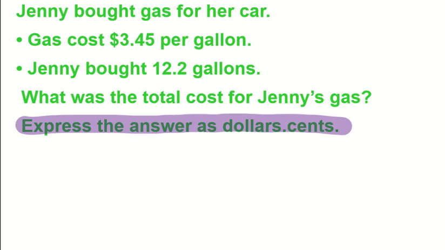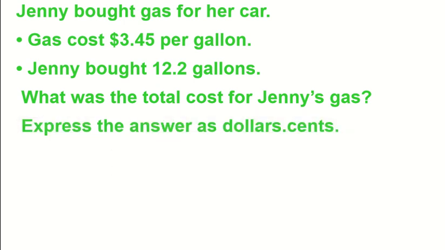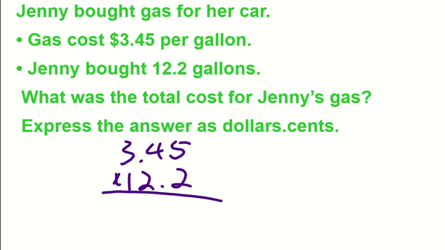Levi. $42.09 is correct. All we're doing in this case, like I said before, is multiplying. So we got 345 times our 12.2. I point out every time with this, you don't have to line up the decimals for multiplication. Only time you need to line up the decimals is addition or subtraction.